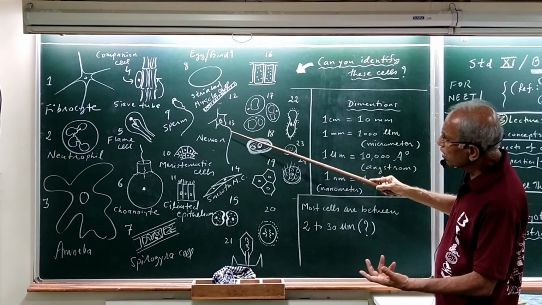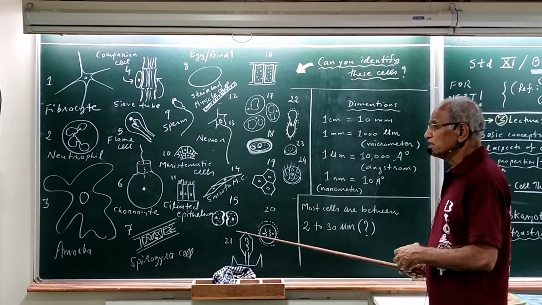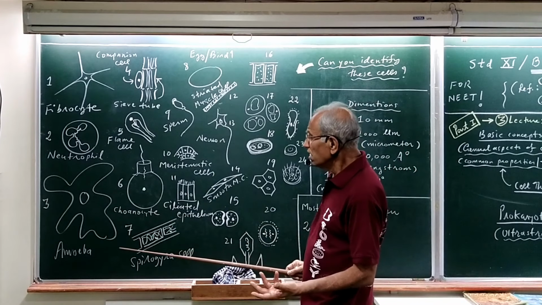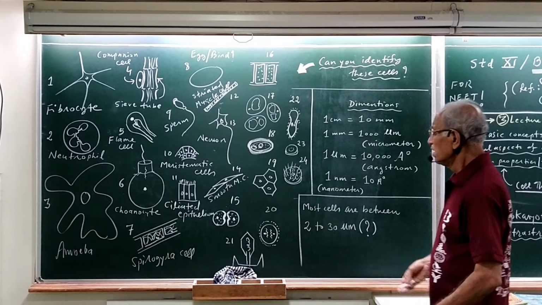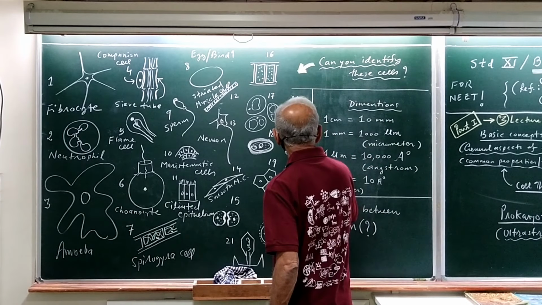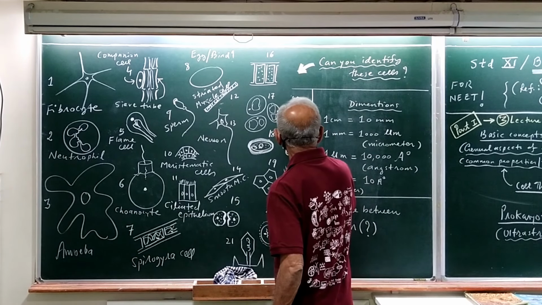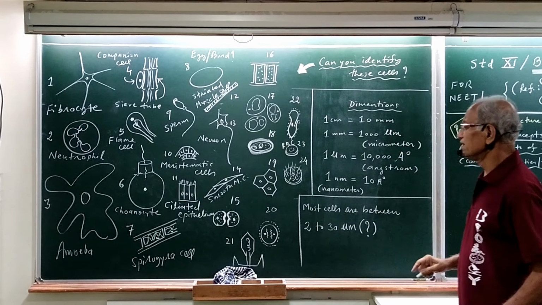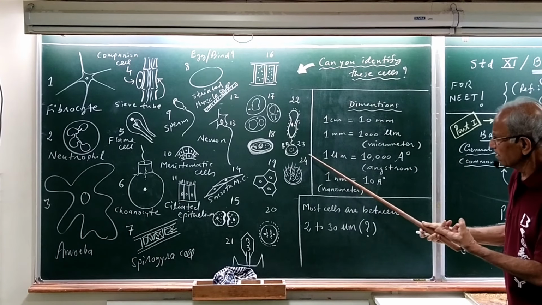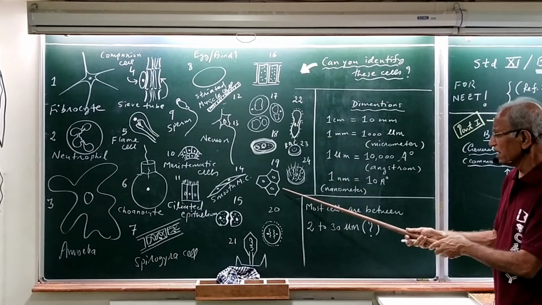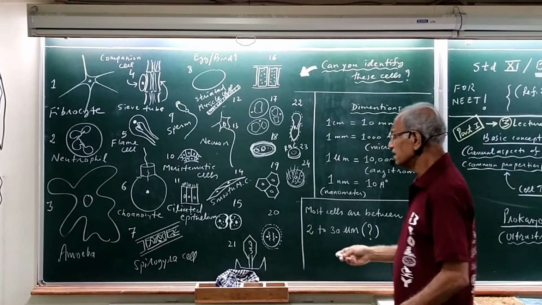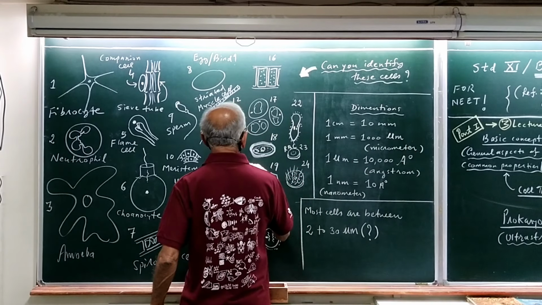So some cells are long, some cells are oval, some cells are spherical, some of them will be disc-like. 23. Red blood cell. It's a disc-like thing. Just like a red blood cell is disc-like, there can be flat cells. 19. This is what is called squamous epithelium.